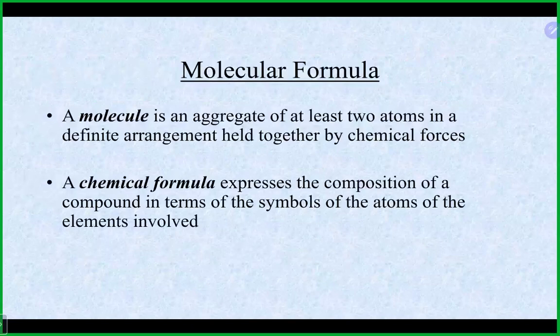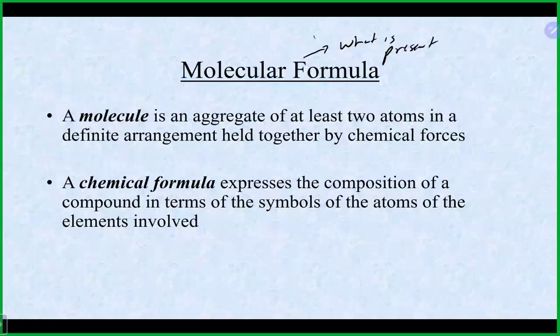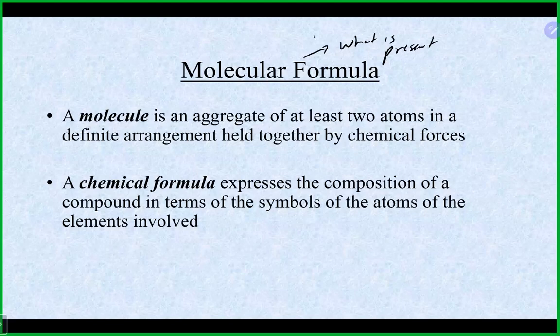All right, so the next thing we're going to talk about are different types of formulas. The first type of formula is a molecular formula. A molecular formula is a formula that tells you exactly what is present. And we know a molecule needs to be at least 2 or more atoms. They could be the same element or different elements, but you need at least 2 or more atoms to make a molecule. Now, a chemical formula expresses exactly what is there. And sometimes formulas are more expressive than others.